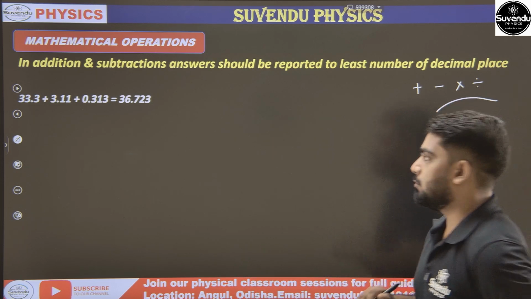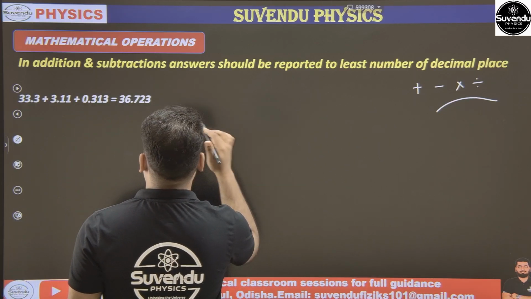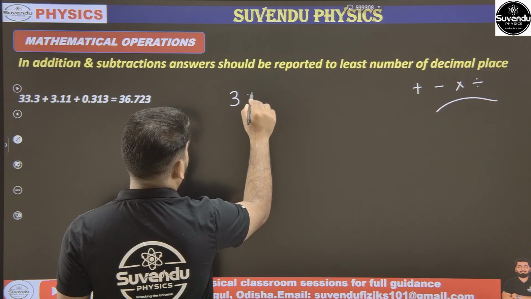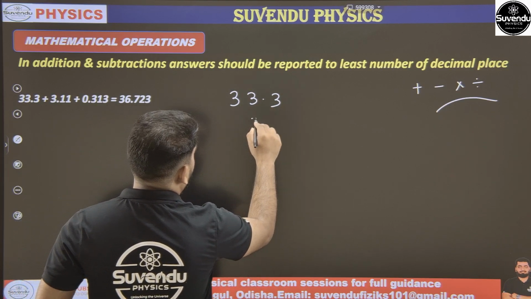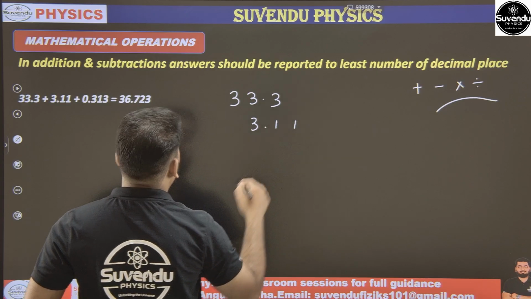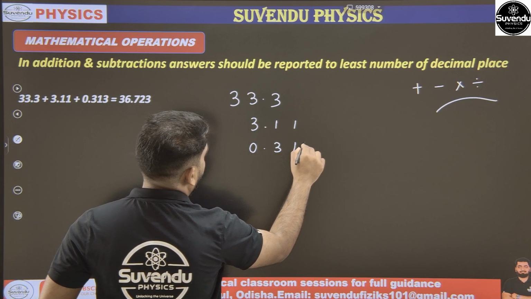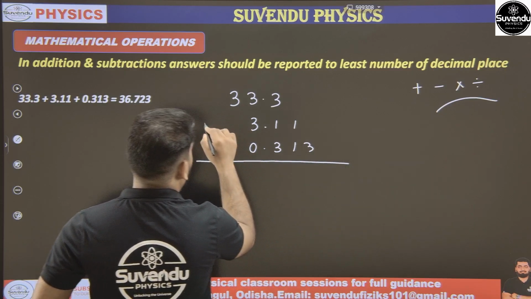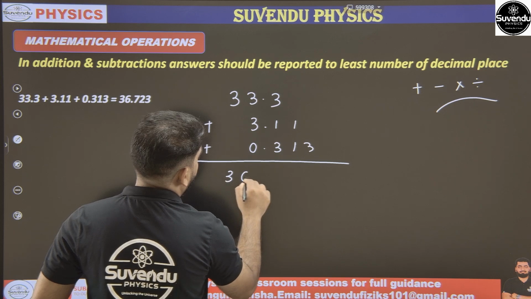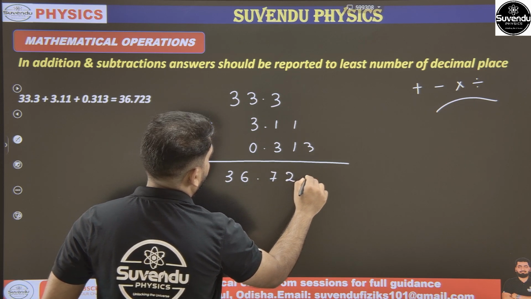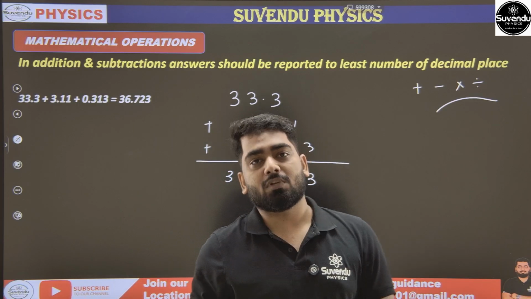क्या मतलब क्या है देखो, तो एक एडिशन अभी दे रखा है, देखो उसका राउंडिंग अप से आंसर क्या होगा, यहाँ पे लिख रहा हूँ मैं 33.3, इसके बाद 3.11, then 0.313, and 0.31. ये तीनों को ऐड करने के बाद आंसर क्या आ रहा है 36.723, 36.72. So answer should be reported to least number of decimal places.